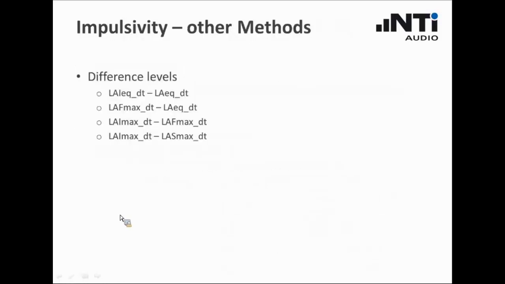There are some other methods, just to mention. Some of them refer to the difference levels. So we are measuring the impulse weighted EQ over a short time, for instance, per second, and we subtract from that the averaged level to identify impulses. So these are all very similar methods.